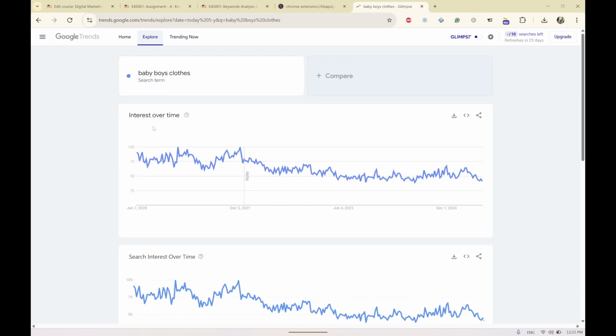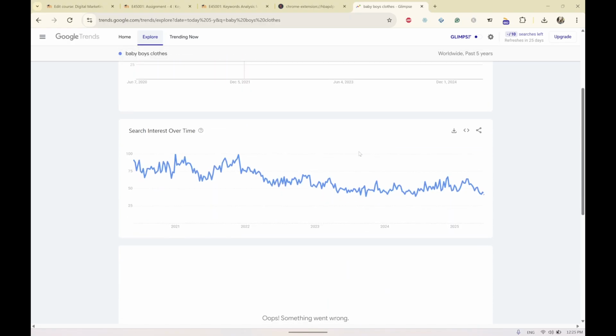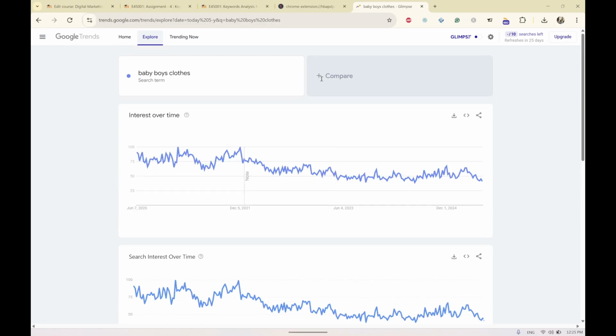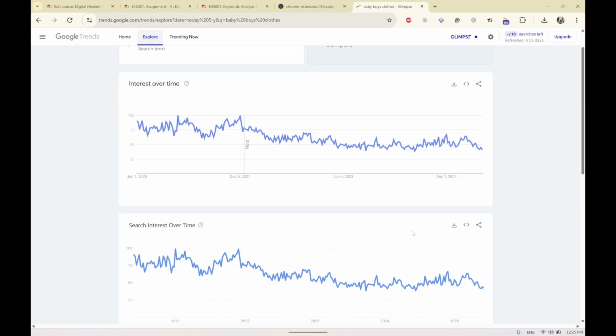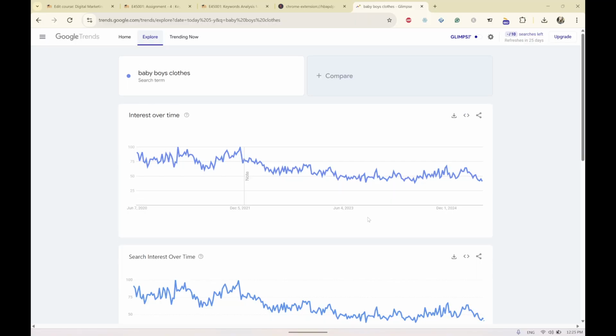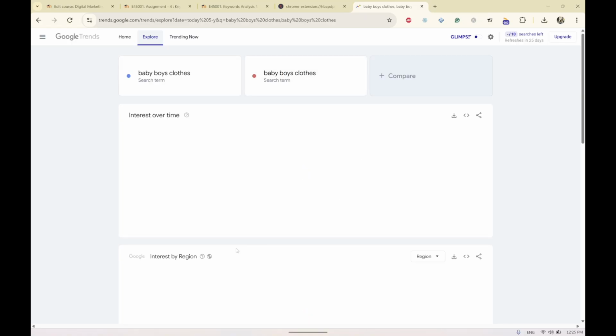Here's baby boys search interest over time. So it's going up and going down. I want to compare with baby boys clothes. It should be the same. This is what Google is telling us. But actually, when we take a look here in Google Trends, is it the same?